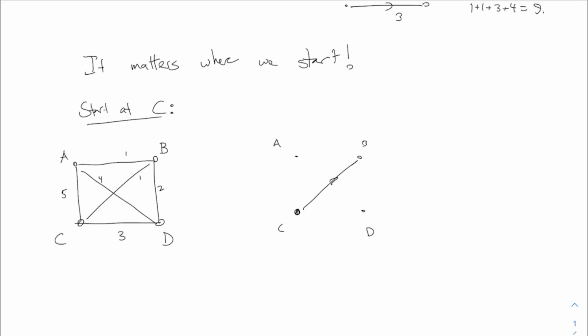Sorry, I'm confused by my paper here. I did something differently on my paper. Whatever. From B, where should I go next? I could go either the 1 or the 2. I take the 1 across the top.